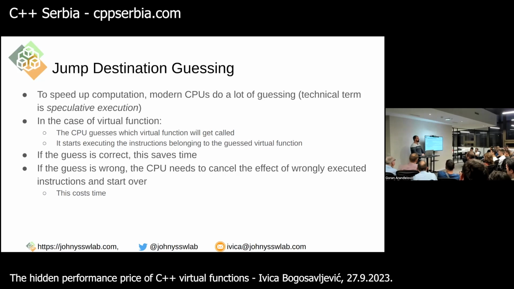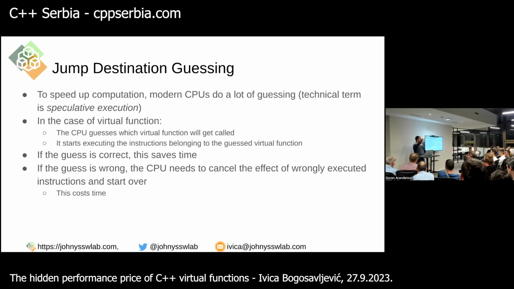Now, when you have a jump instruction, which jumps to a certain address, the compiler can start executing before it knows the address. And this is jump destination guessing. It's part of speculative execution. The topic is really big, and I'm not going to cover it. But just imagine that the compiler can start executing a function before it even knows that this function is needed.